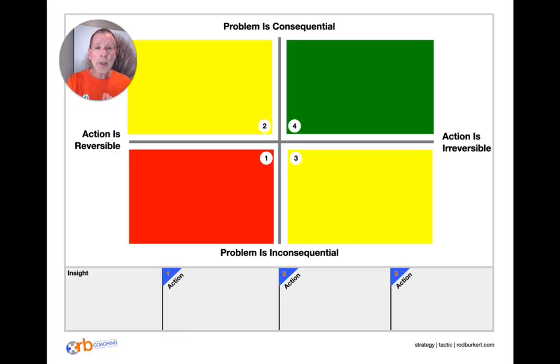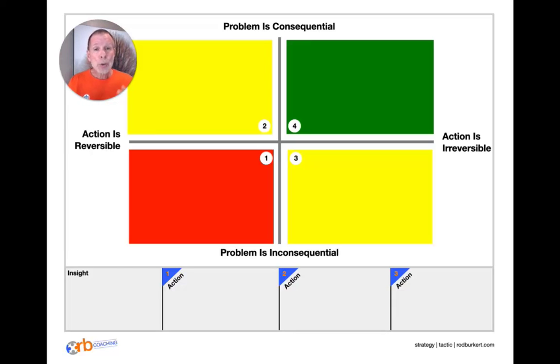And what's in box four? Well, I'm thinking of the sale of a business or a really large gift and estate tax matter. The dollars involved make the problem consequential, and when the business is sold or the estate is settled based on your valuation, well, that action is also irreversible. The important part of this step is to determine what box your prospect's problem is in. And you do that just by putting yourself in the prospect's shoes and doing this kind of very simple analysis.